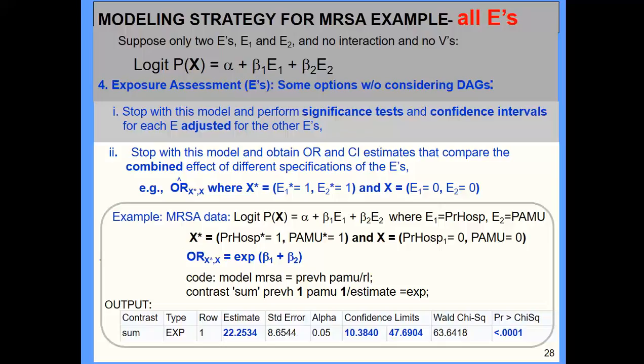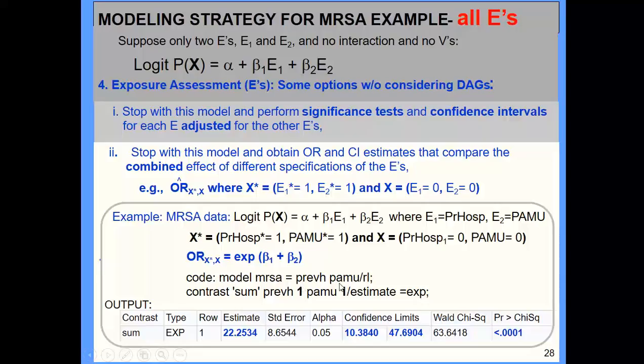Okay, so what you'd have to do is fit your logistic model that has these 2 variables, and somehow get in the output an estimate of this odds ratio, not just the individual odds ratios, but e to the sum. Well, you've learned how to do that, and I've written the code over here for how you might do that, because what you would do is, again, your model would be MRSA equals previous hospitalization and PAMU.